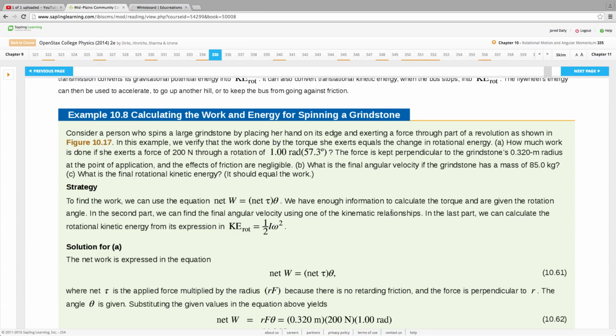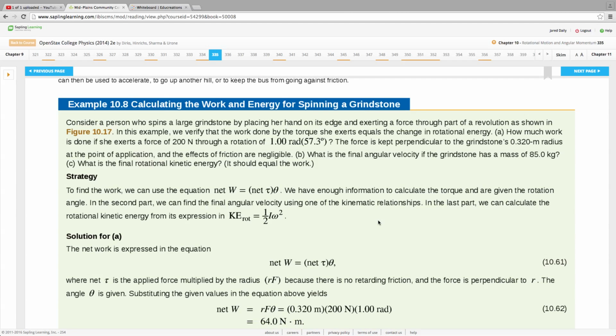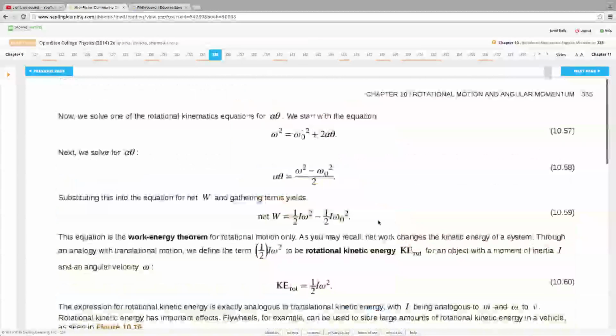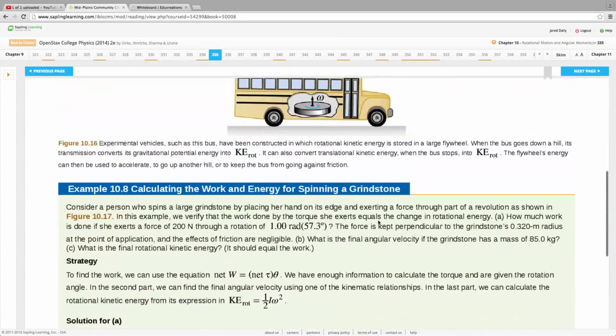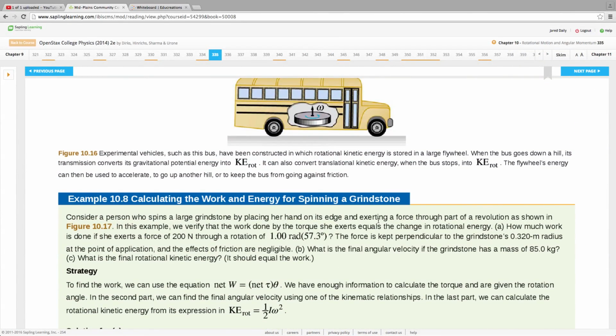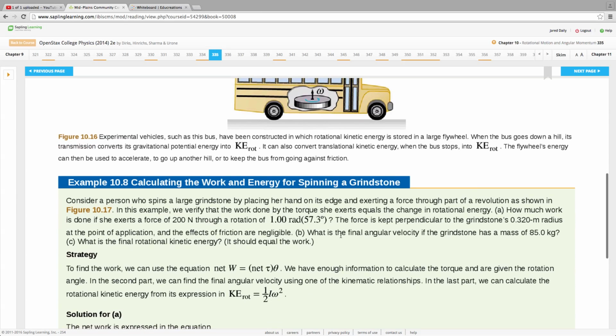In this example, we're going to calculate a person who is going to slow down a grindstone by putting their hand on the grindstone and exerting some pressure on it without killing themselves, mangling their hand. They tell us that she's going to exert a force of 200 newtons, and that 200 newtons is going to be exerted through a rotation of 1 radian, and that the force is kept perpendicular to the grindstone.